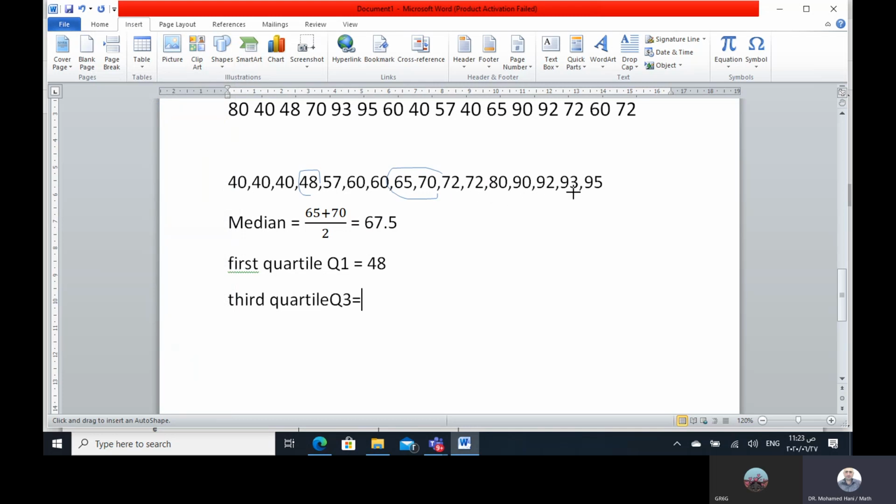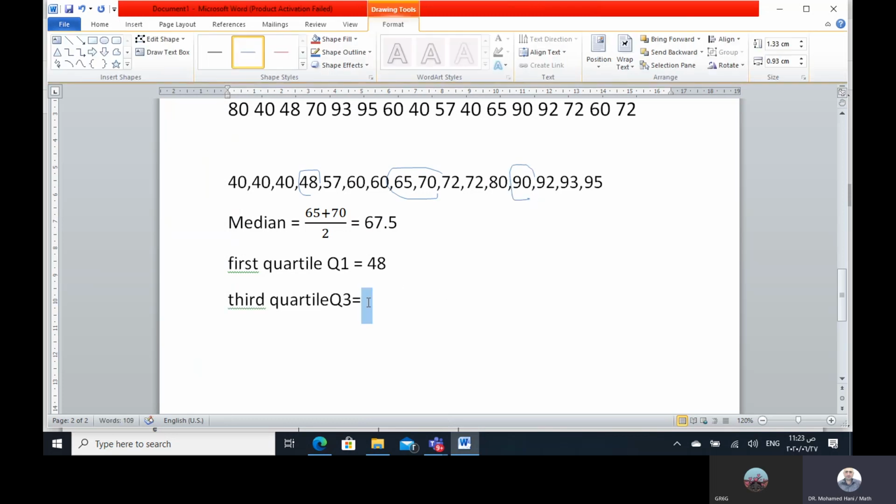One, 2, 3, 4, 5, 6, 7. The number in the middle will be 90.